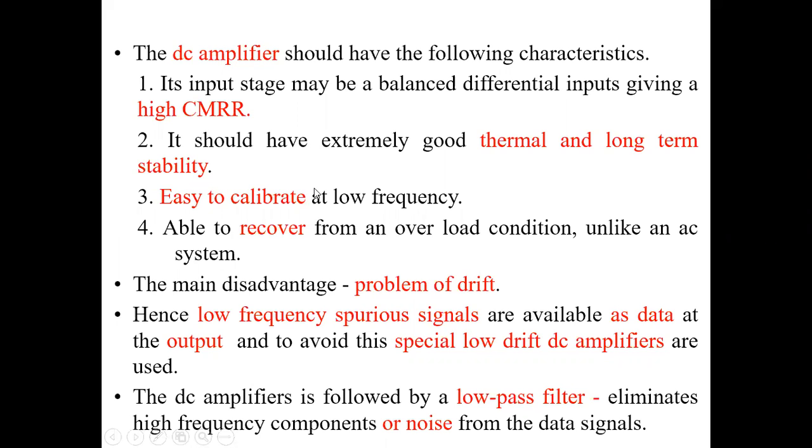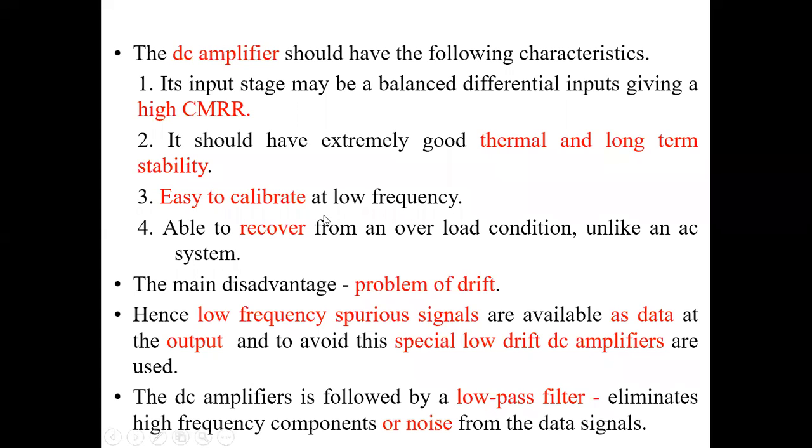So in that, the properties should include high CMRR. That means that the noise should be reduced, the noise should be rejected, and it should have good thermal and long-term stability. That means that whenever there is a change in temperature, the performance of the amplifier should not change. At the same time, it is used to calibrate at low frequency, and it has to recover from any overload condition. So these are the main requirements of a DC amplifier.